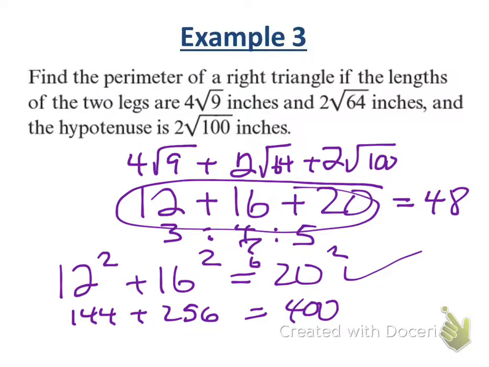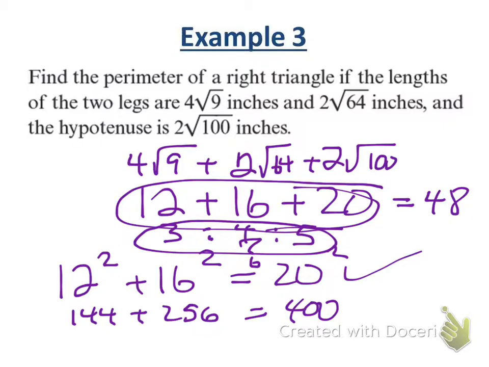If you divide all of this by 4, you get 3, 4, 5. 12 divided by 4 is 3, 16 divided by 4 is 4, and 20 divided by 4 is 5. So this is a 3, 4, 5 right triangle multiplied by 4, made 4 times larger. It's an enlargement of a 3, 4, 5 triangle.